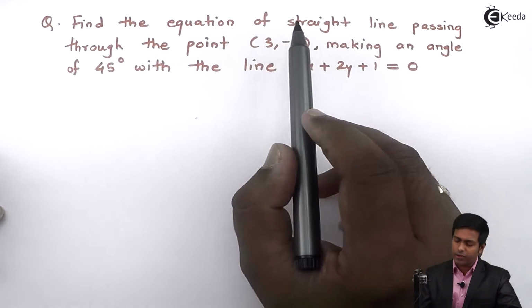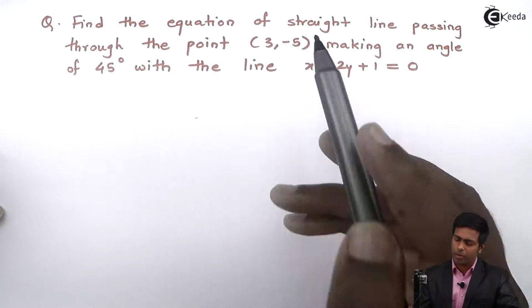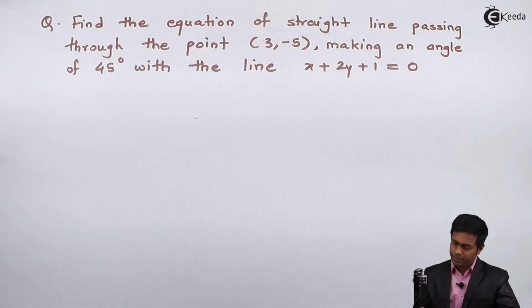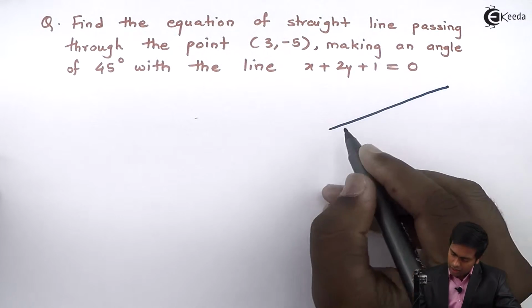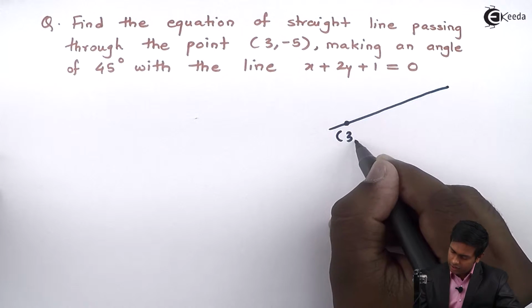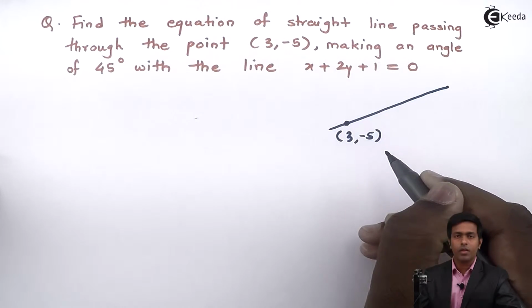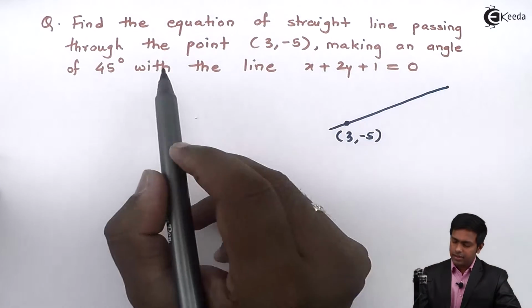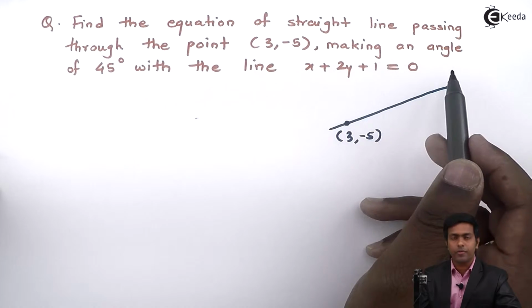So we have to find out the equation of straight line. That line is passing through the point (3, -5). So let's say this is the required line and this line is passing through, let's say, (3, -5). Next, this line is making an angle of 45 degrees with the line x + 2y + 1 = 0.